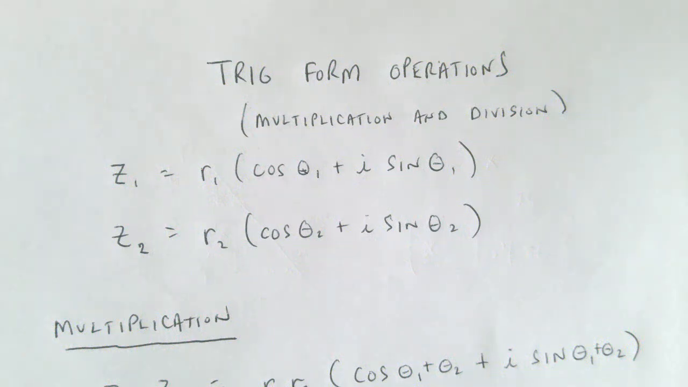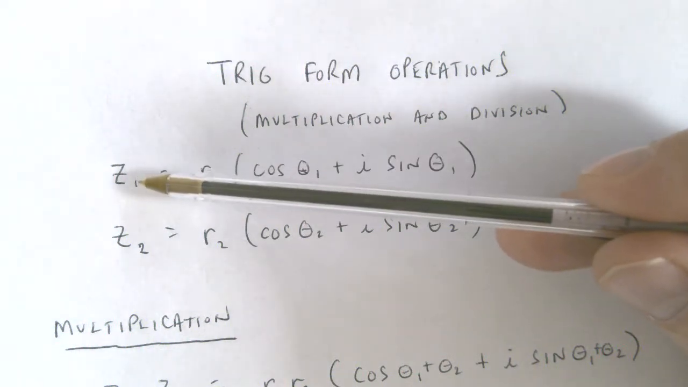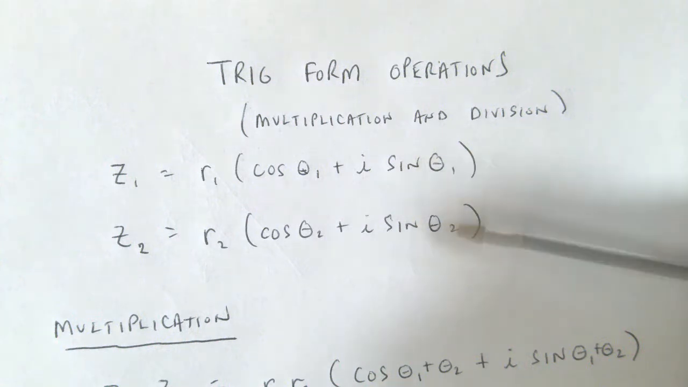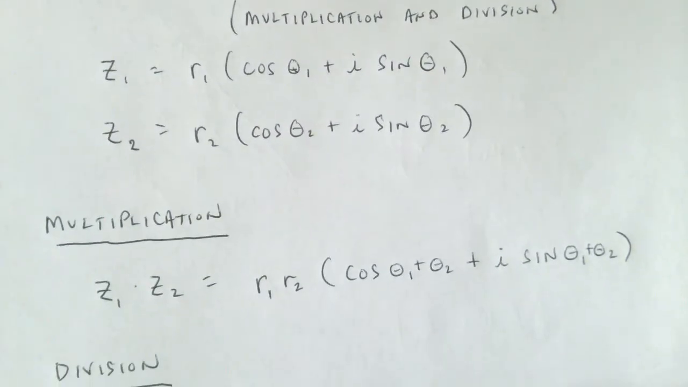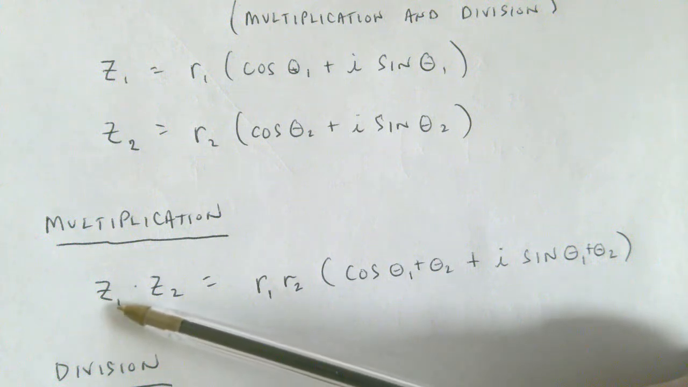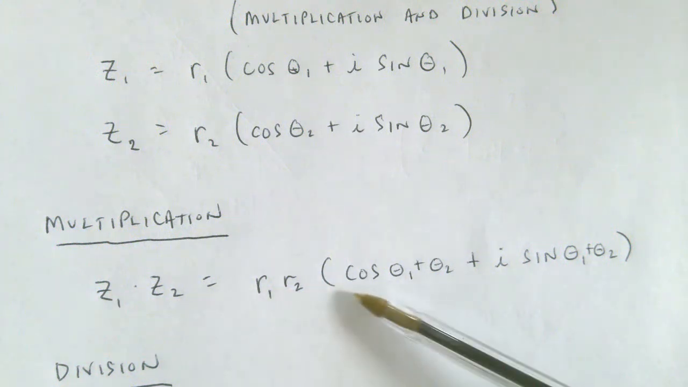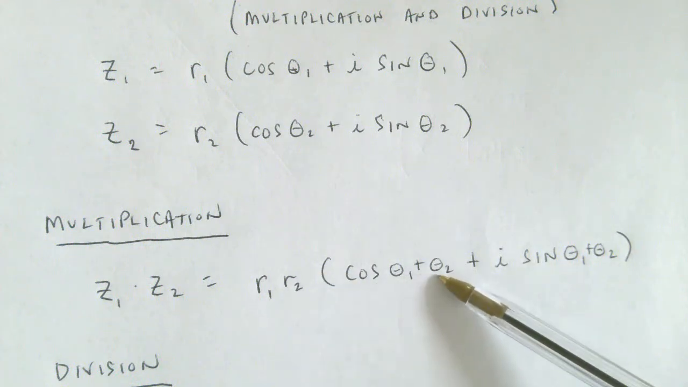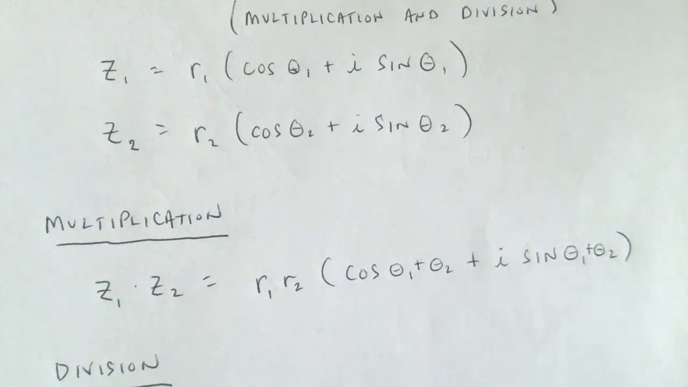Okay, today we're going to talk about the trig form operation, specifically multiplication and division. So if I'm going to multiply together complex number 1 times complex number 2, these are the forms in trig form. So if I'm going to do multiplication, that's complex number 1 times complex number 2. I'm going to take radius 1 times radius 2, and then in parentheses, cosine theta 1 plus theta 2 plus I sine theta 1 plus theta 2.